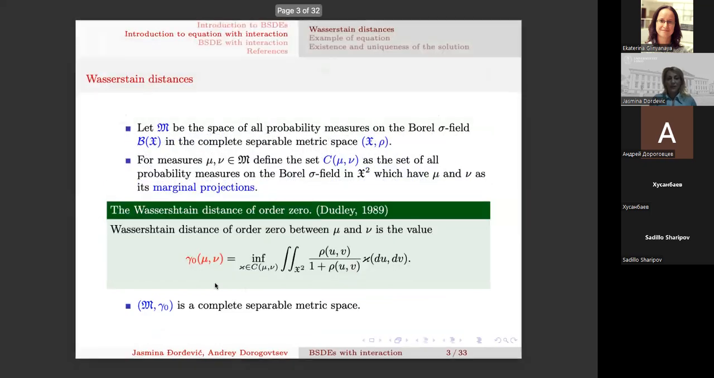So for some estimates for this type of equation, we will need additional notation. With this calligraphic M, we will denote the space of probability measures on the Borel sets B in a complete separable metric space (X, rho). Space C will be the set of probability measures on X squared, which have mu and nu as marginal projections. So the Wasserstein distance of order 0, introduced by Dudley in 1989, is given as an infimum over all those measures from C of this double integral. And this distance, together with the space M, is a complete separable metric space.